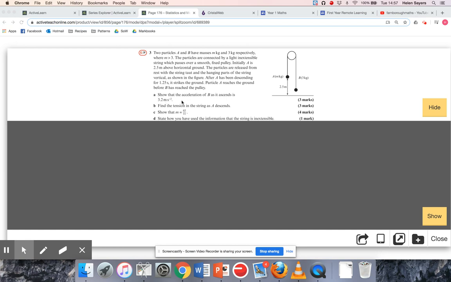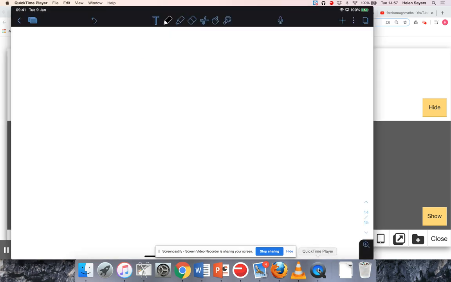Okay, so the first thing it asks is about acceleration. So that could be using F equals ma, or it could be suvat. And if you start on the wrong track, it won't matter because you'll probably be doing working that's going to be relevant later in the question. But actually, to get the acceleration, it is suvat to start with.